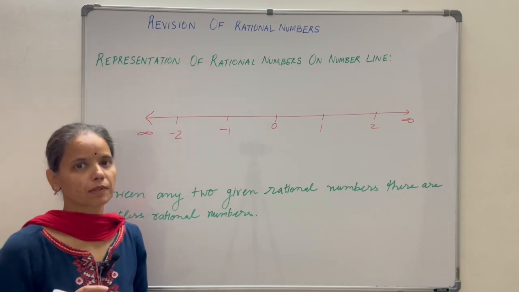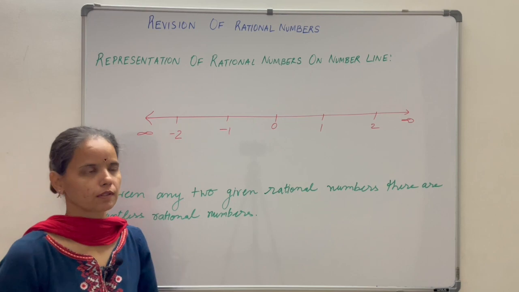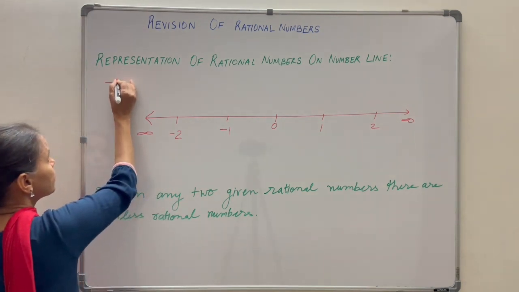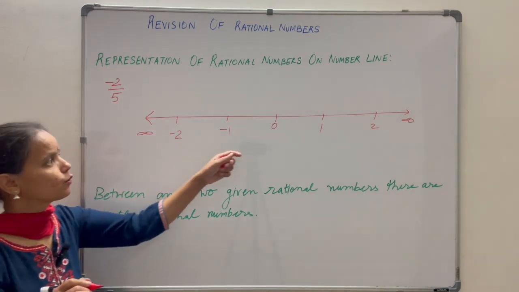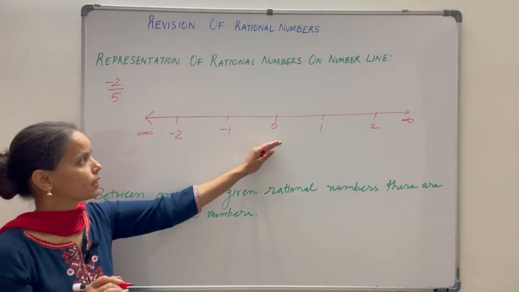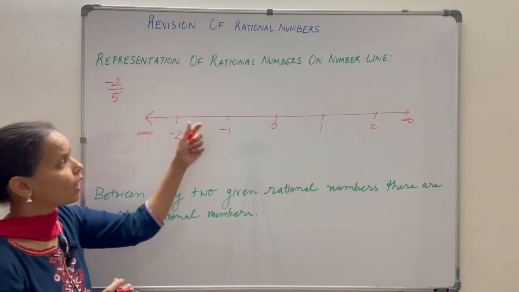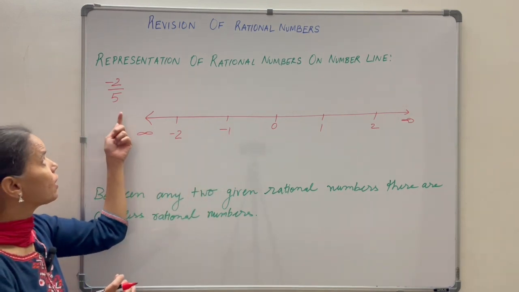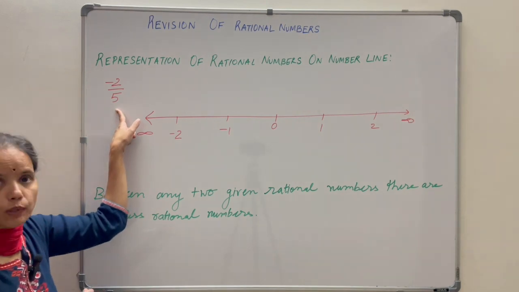You already know representation of positive rational numbers, that is similar to your fractions. So let me take one example of a negative rational number. For example, minus 2 by 5. So minus sign will tell you which side of the 0 it is. It is towards left hand side. And 2 will tell how far from 0, how many units away from 0, and for 1 unit how many divisions we are going to make, that denominator will tell.